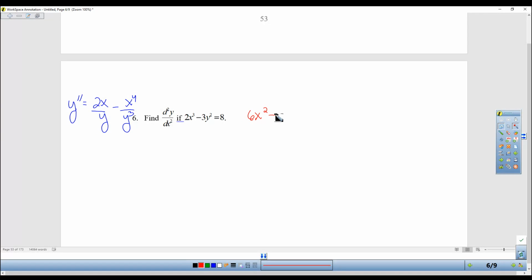6x squared minus 6y y prime is equal to 0. So y prime is equal to, I'm going to subtract the 6x squared from both sides, and then I can divide by the negative 6y. And I get x squared over y. That's my first derivative. Now, to do the second derivative, I need to use the quotient rule.